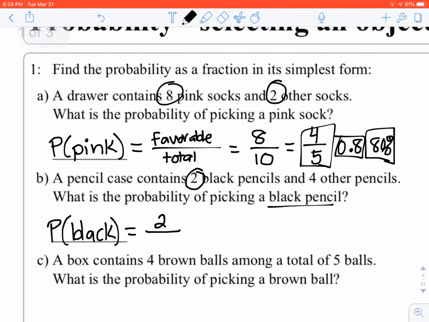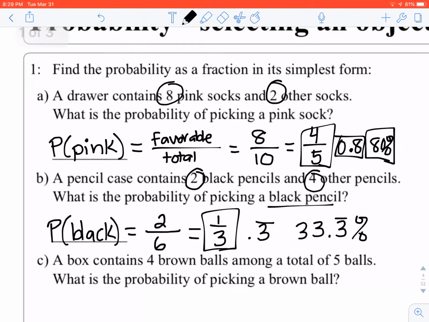To get your total, you're adding up how many total pencils are in the pencil case. So 4 plus 2 is 6. Okay, use your calculator, see if that can be reduced. 2 divided by 6. Math, enter, enter. Reduces to 1/3 or 0.3 repeating or 33.3 repeating percent. Okay, so again, any of those is fine. You'll see the fraction most often.